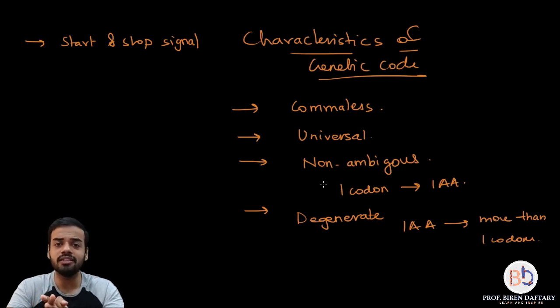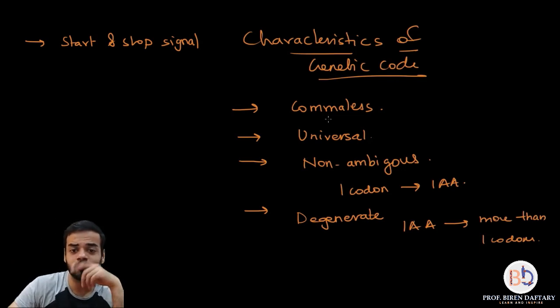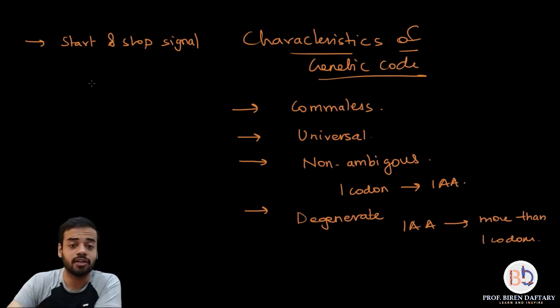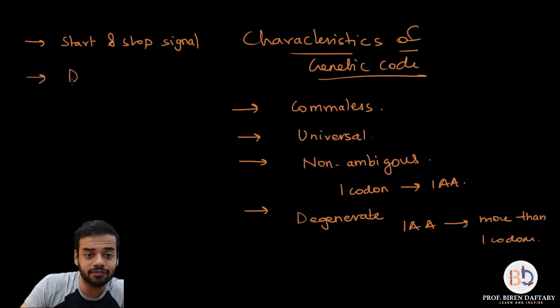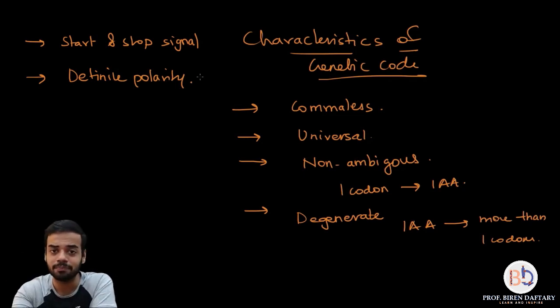Normally, in the characteristics question, they ask that please write down any 3 or any 5 characteristics, so you don't need to remember all of them, but please remember these main points: the non-ambiguous nature of the genetic code, the degeneracy of the genetic code. It is commaless, you don't write commas. Universal. Then, I forgot one of the points. It has got a definite polarity. So what is definite polarity? Definite polarity means there is one end which is 5 prime, there is another end which is 3 prime. So that is called definite polarity.